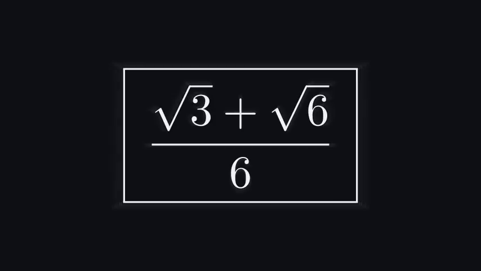To summarize, we started by substituting the exact trigonometric values given in the question. We simplified the numerator first, then divided by the square root of 3. Finally, we rationalized the denominator and simplified. This is the final answer.